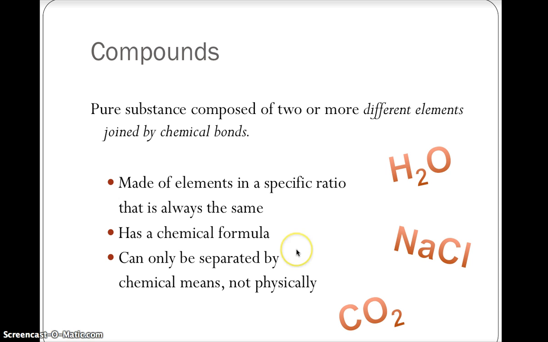Water can only be separated by chemical means and not physical means. We will get into more what physical separations and chemical separations are. So you have to react H2O with something in order to separate it into hydrogen and oxygen. Just a reminder, NaCl is table salt, Na as in sodium, Cl as in chlorine, and carbon dioxide, di for 2. All right, let's move on.